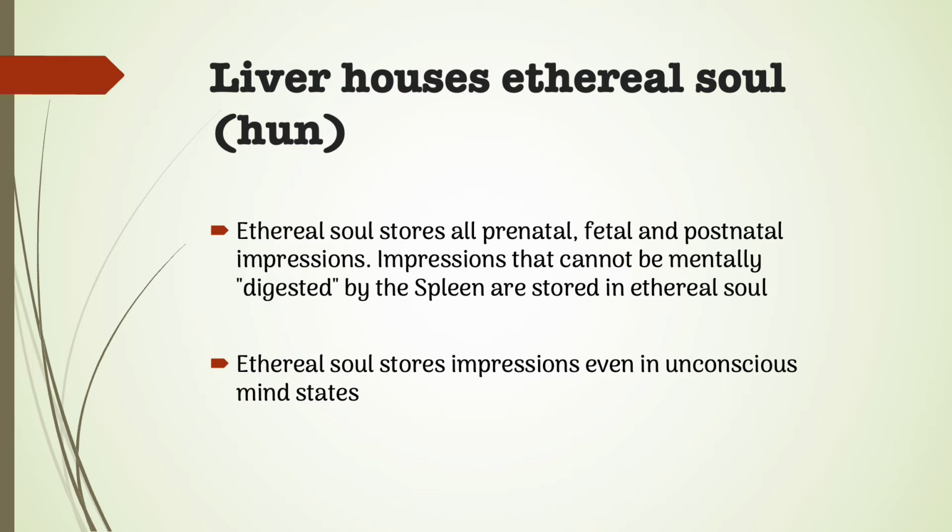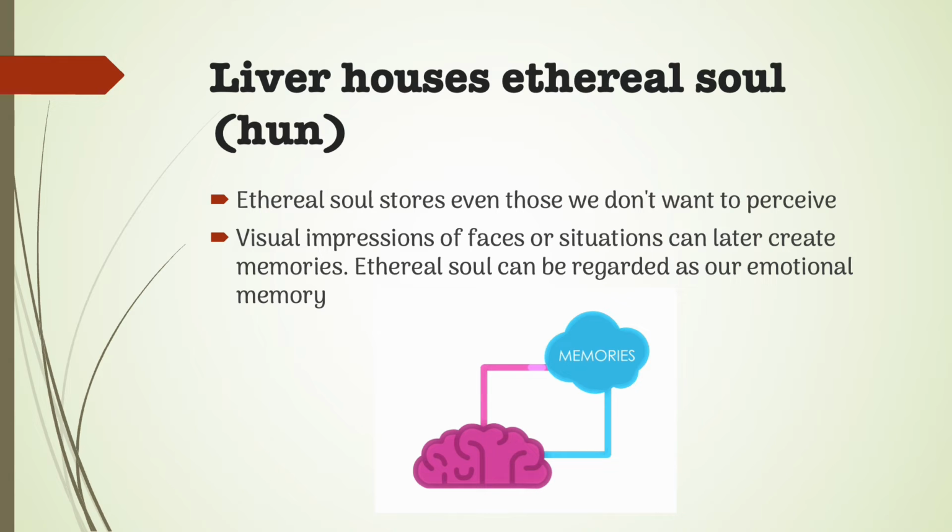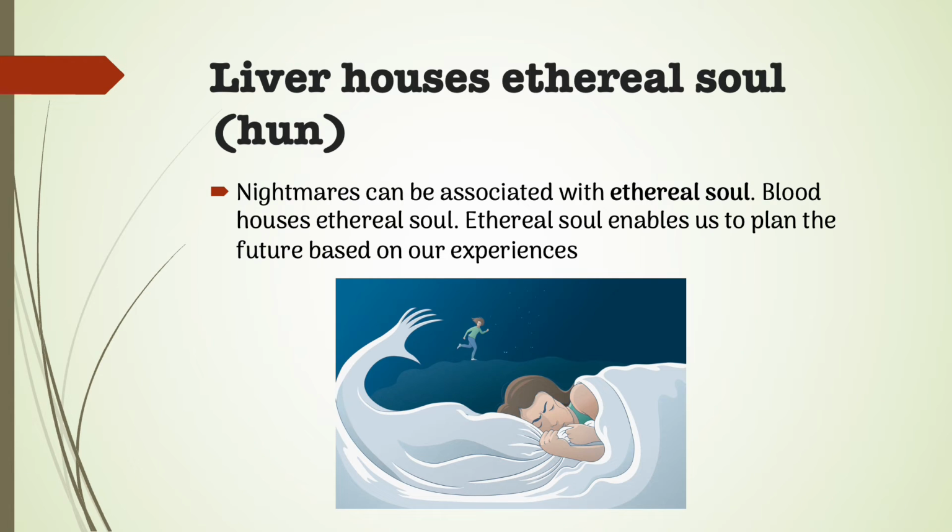The ethereal soul stores all prenatal, fetal, and postnatal impressions. Impressions that cannot be mentally digested by the spleen are stored in the ethereal soul. The ethereal soul stores impressions even in unconscious mind states. It stores even those we don't want to perceive. Visual impressions of faces or situations can later create memories. The ethereal soul can be regarded as our emotional memory. Nightmares can be associated with the ethereal soul.